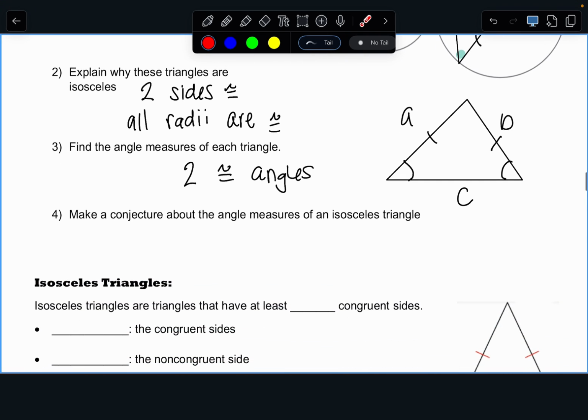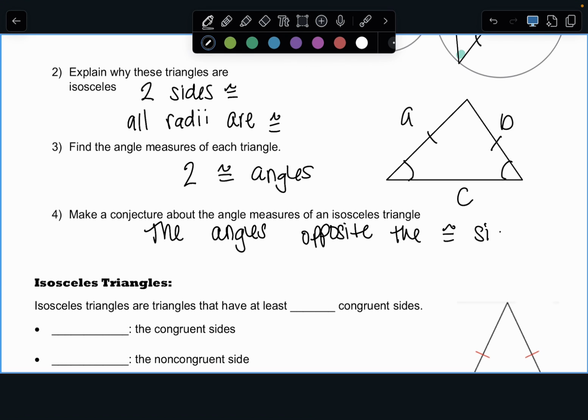So if we tried to summarize this here, we would say the angles opposite the congruent sides of an isosceles triangle are congruent. So anytime we see a triangle, if we have 2 congruent sides, we have 2 congruent angles. Questions on what we just did online?